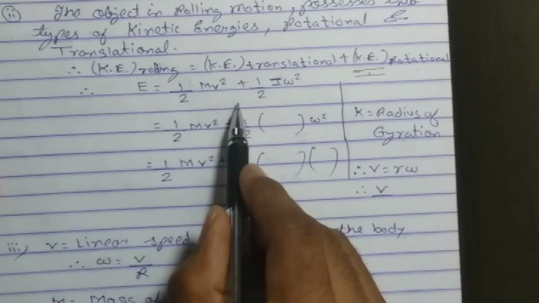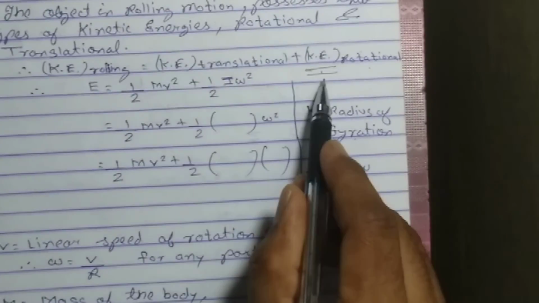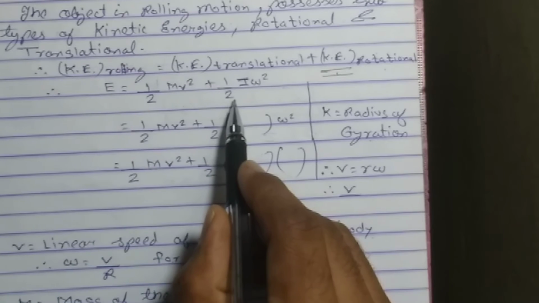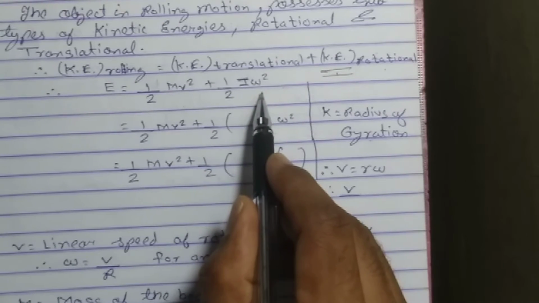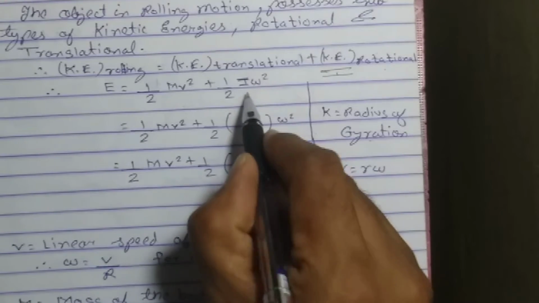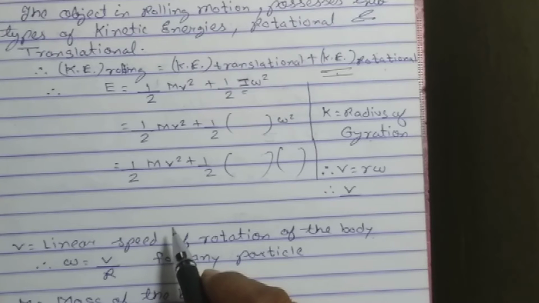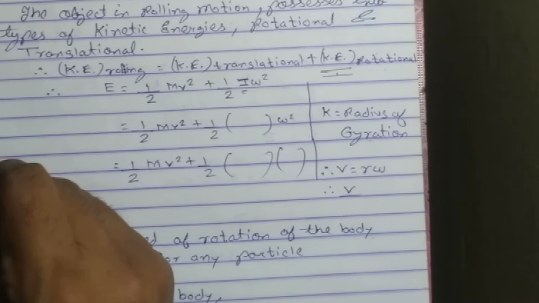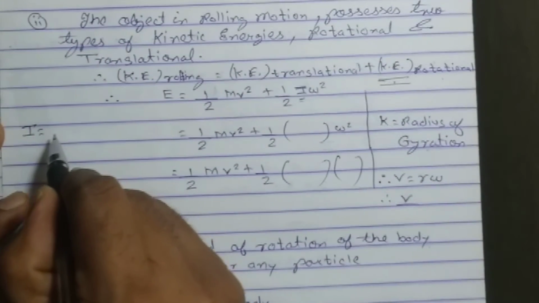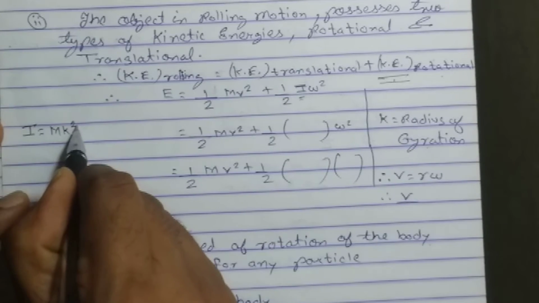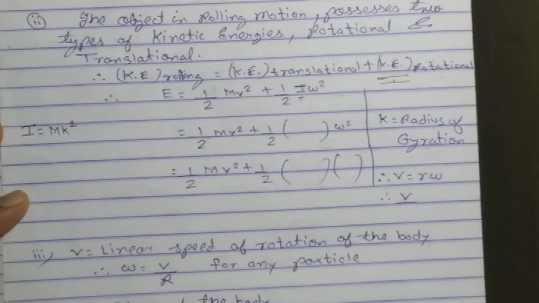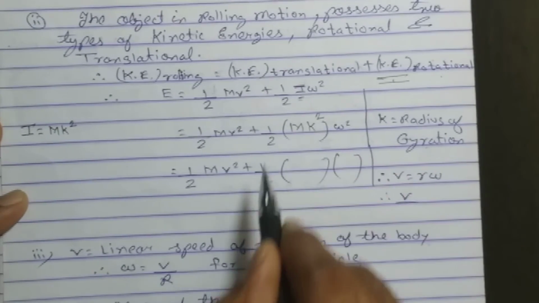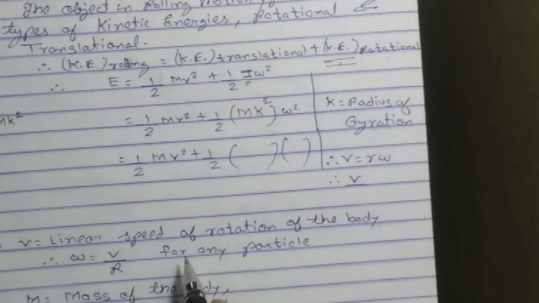Rolling kinetic energy is the sum of translational kinetic energy and rotational kinetic energy. Translational kinetic energy is half mv square, and rotational kinetic energy is half I omega square. Students, what does I stand for? Here I stands for moment of inertia. And as I told you, the moment of inertia when the body is concentrated at the center is given by mk square. So students, in place of I, I am going to write mk square, where k represents the radius of gyration. Remember this.